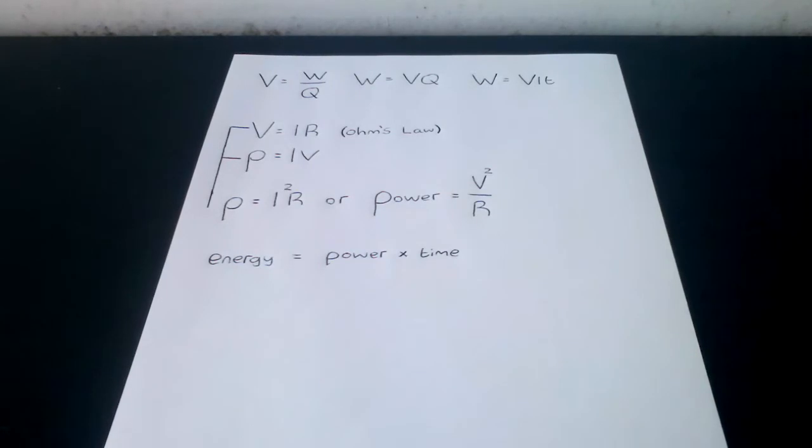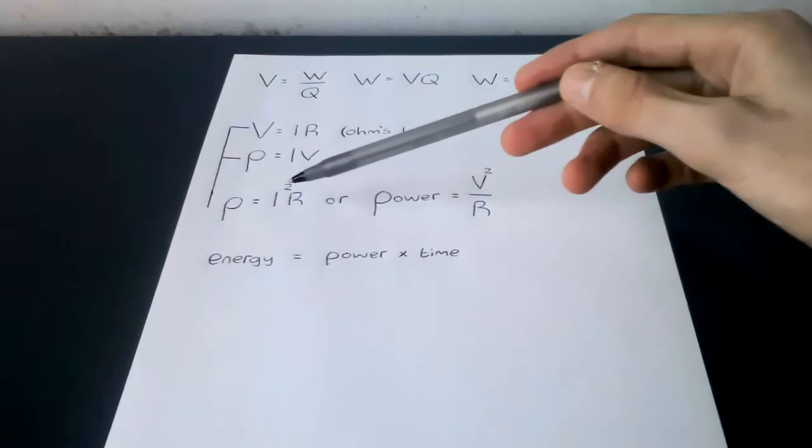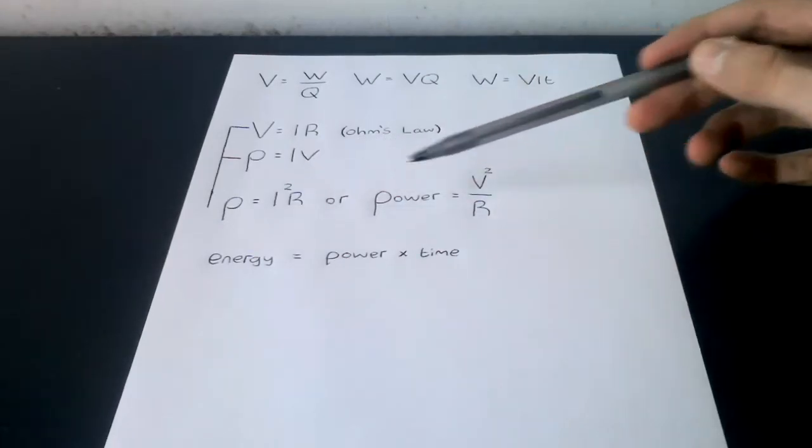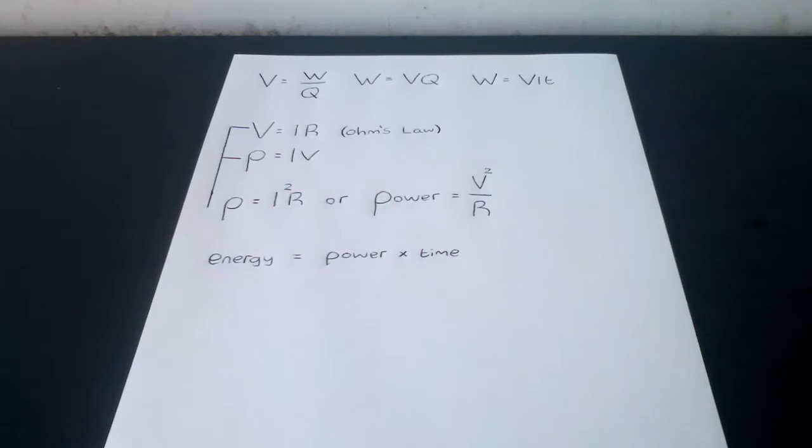From Ohm's law, we know that V equals IR. If this equation is substituted into the equation P equals IV, we can get two new equations. Power equals I squared times R, or power equals V squared over R.